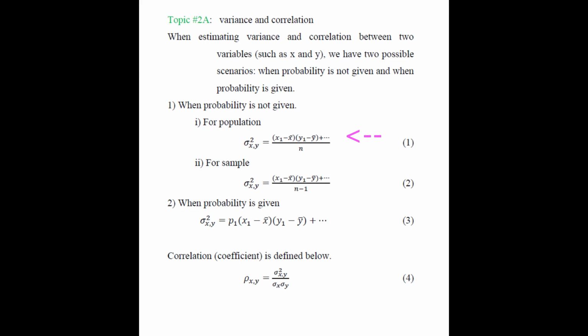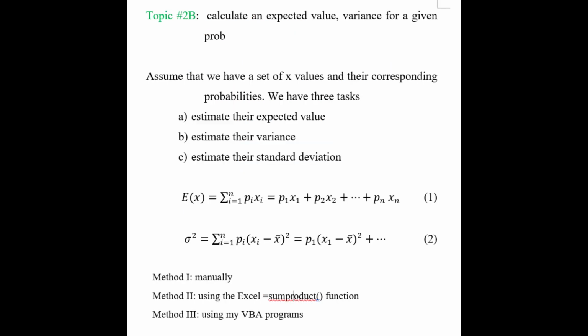When the probability is given, the covariance between x and y is p1, probability 1, times first deviation from x times first deviation from y, continuing this way. Topic number 2. Calculate expected value and their variance for a given probability. Assume we have a set of x, like 10 x values, and their corresponding probability.